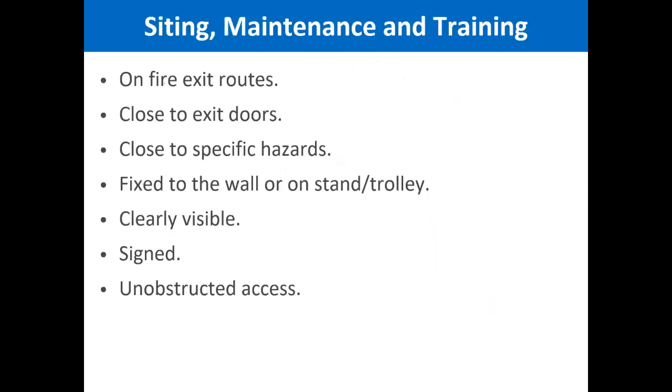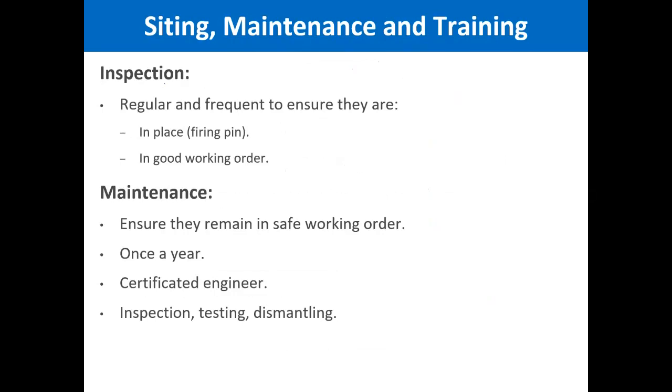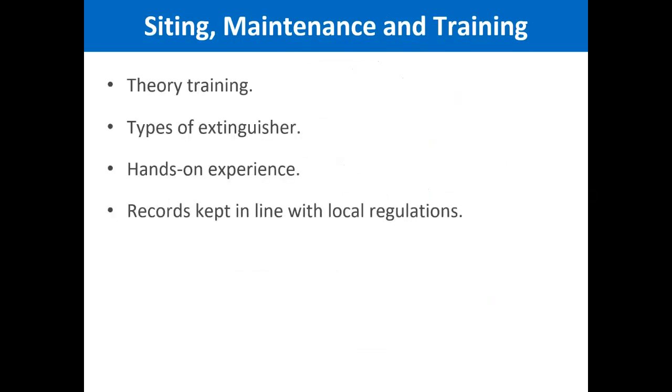Okay, maintenance and training is very, very important. You need to make sure that you train the people on the fire exit routes, fire procedure, where the fire exit doors are, and properly signed, and unobstructed access should be provided as well. Regular inspections should be carried out in the workplace. Maintenance of the equipment is also very important.